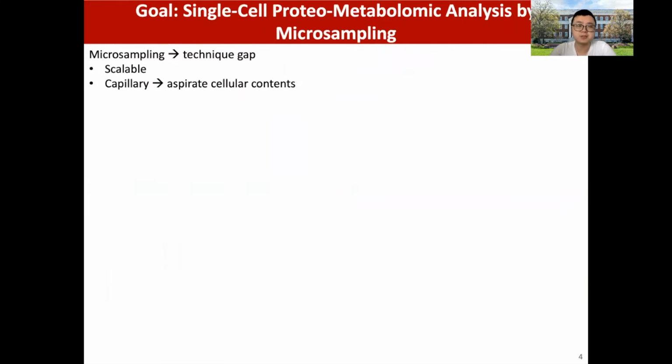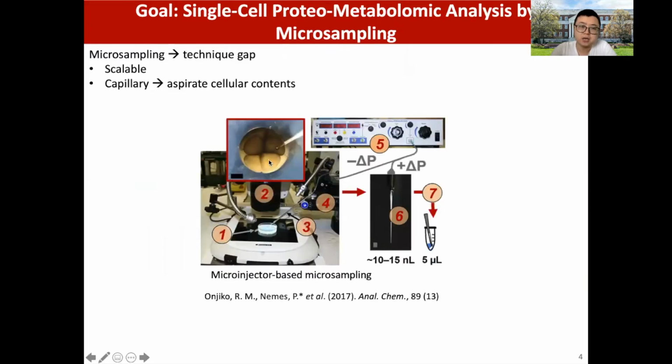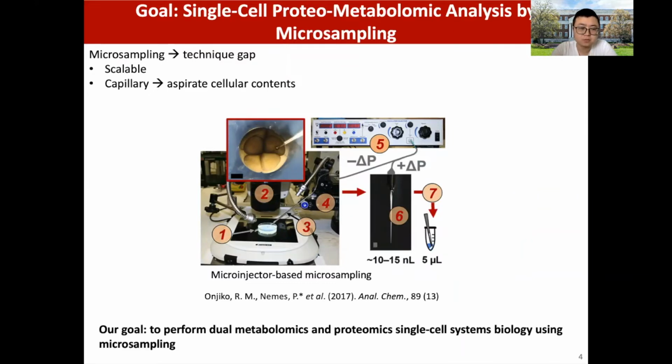Microsampling can be used to address the technical gap. It's scalable. During microsampling, a capillary is used to aspirate cellular content directly. Here is the microsampling setup that we are using. Basically, we use a translational stage to control the capillary so that we can sample directly from the cell. Our goal here is to perform dual metabolomics and proteomics single-cell systems biology using microsampling.